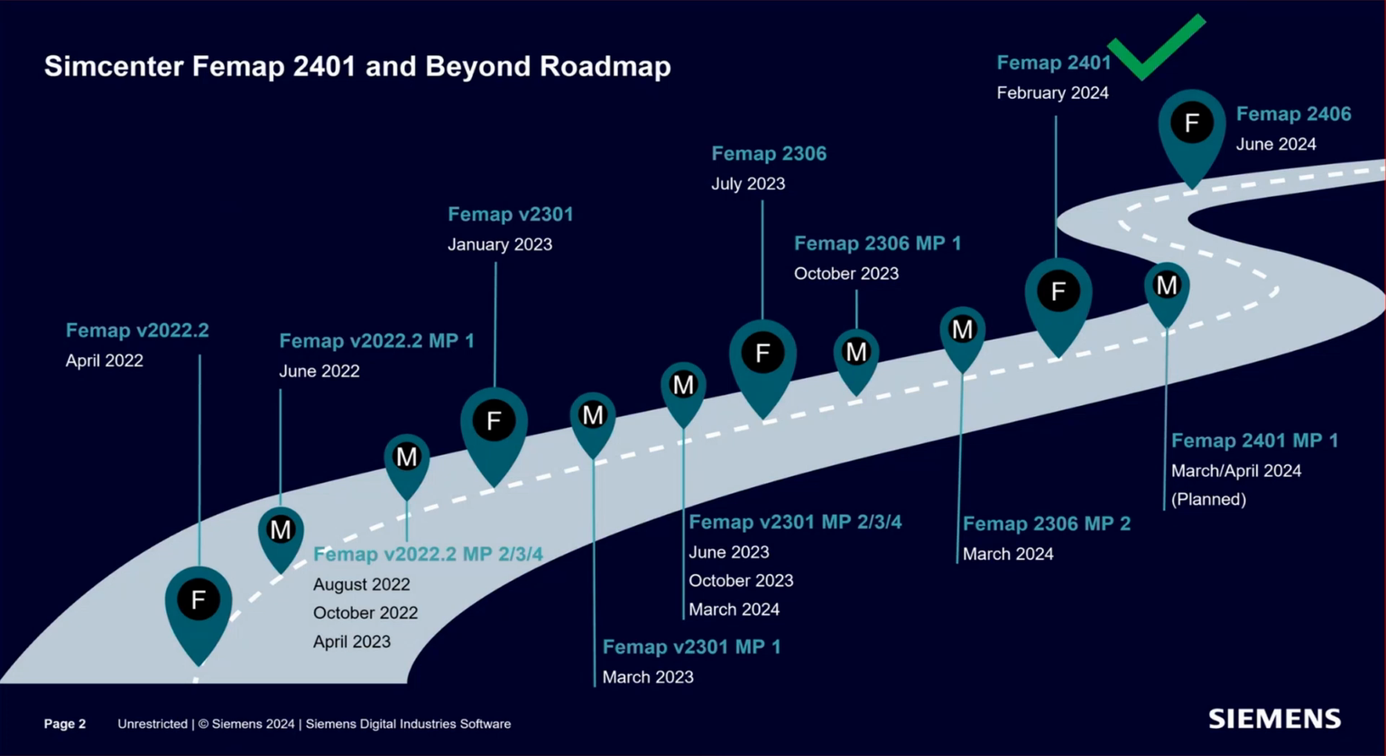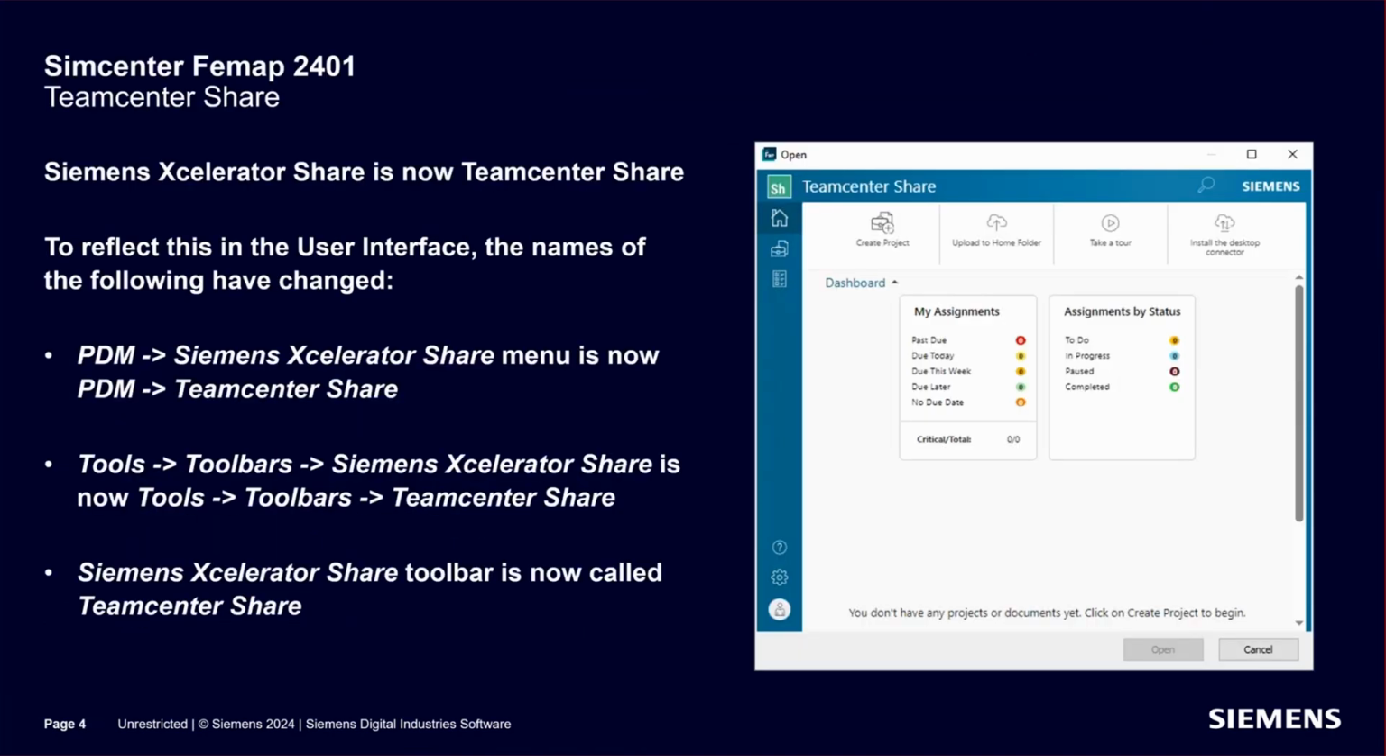Or if you want, you can even go to 2406, especially if you're switching later on, say in September, because then there'll be an MP1 for that. A little bit on managed environments: in Femap, accelerator share, we couldn't use the word accelerator anymore, so it became Teamcenter Share. This is a very lightweight collaboration platform, so we just had to change all the names, including the names of the toolbars.